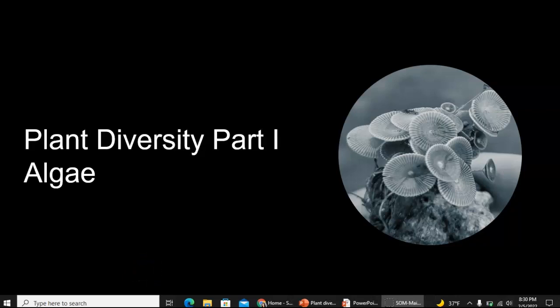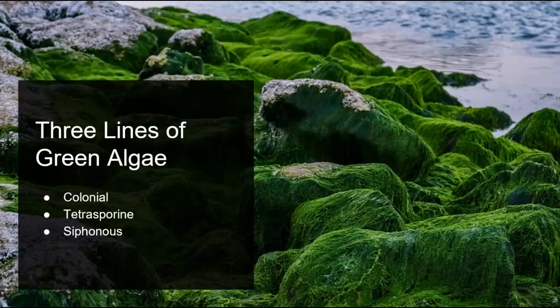In this video, we're going to talk about the first and second part of plant diversity. The first part will be over green algae. There are three lines of green algae: colonial algae, tetrasporin algae, and siphonous algae.